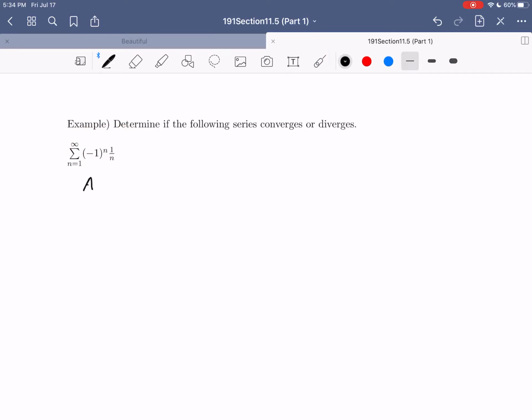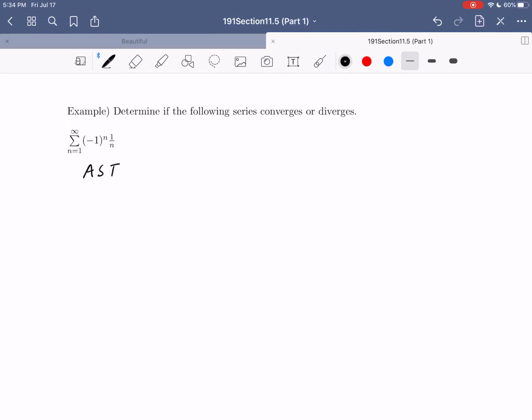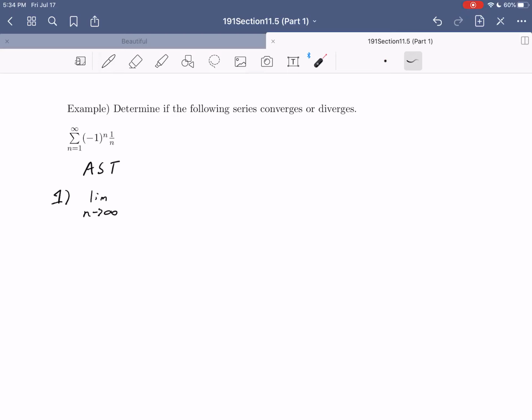Well, we use the alternating series test, which we will often abbreviate as AST. What we're going to first do is look at the limit as n goes to infinity of a sub n. The a sub n is the magnitudes. It ignores this piece here. That's just the alternating component. So we look at the limit as n goes to infinity of 1 over n. We definitely know that that goes to 0. Check. That's the first condition.